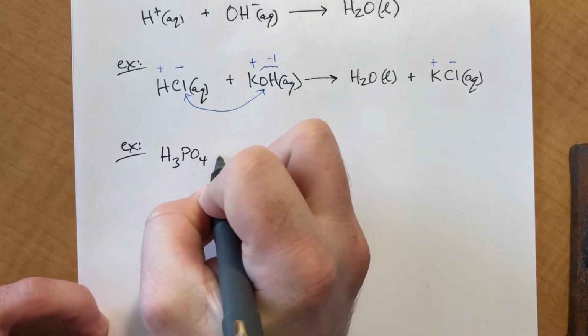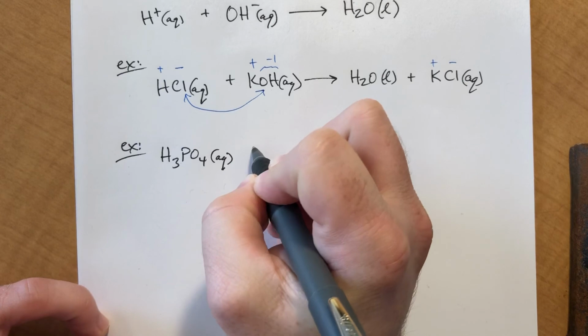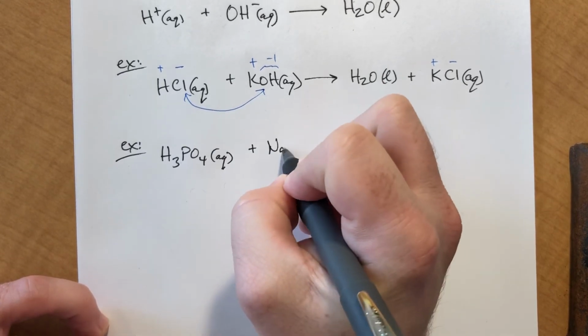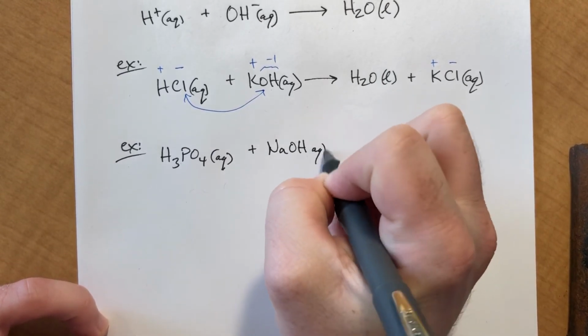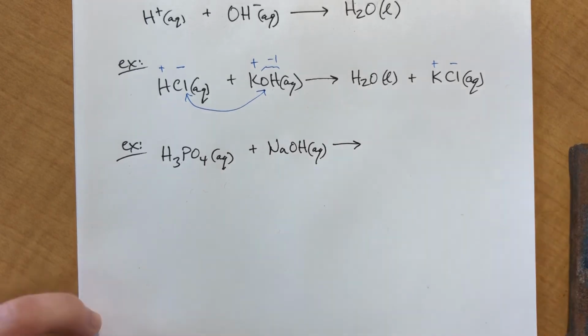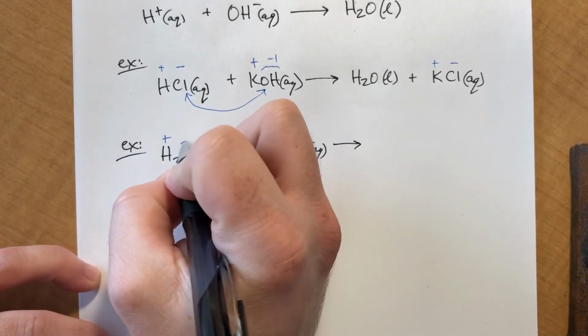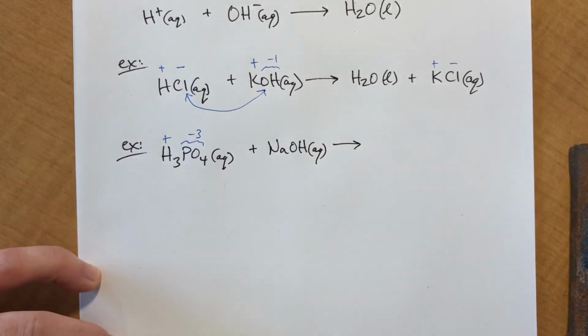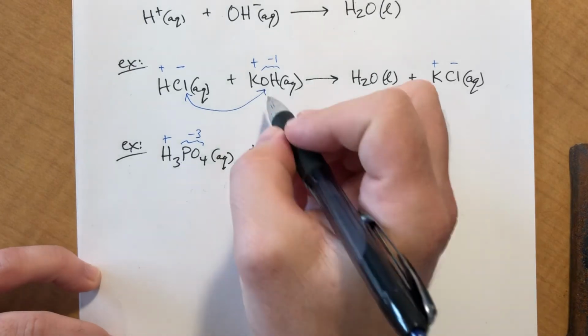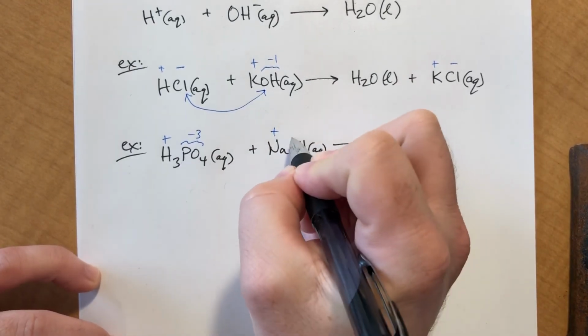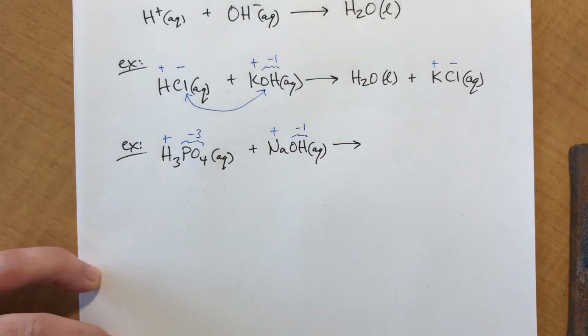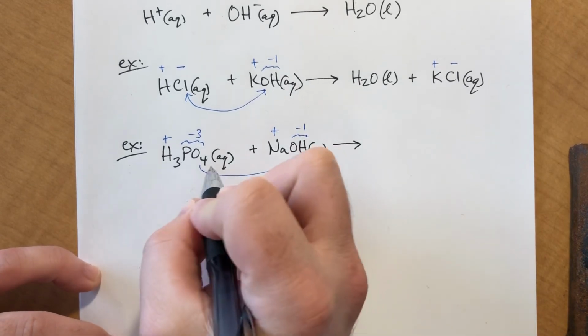So this time we're going to use phosphoric acid plus sodium hydroxide. So our first step is to figure out charges. H's are +1. We have 3 of those, which works out nicely because phosphate is -3. Sodium is in the first column, so it's +1. OH is -1. And now we're going to switch the negatives.